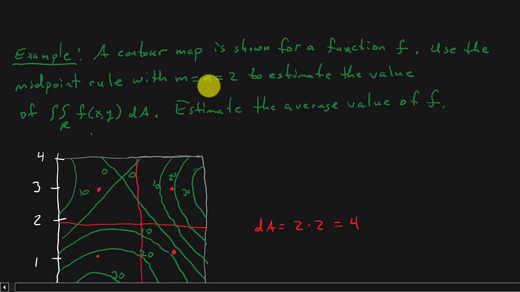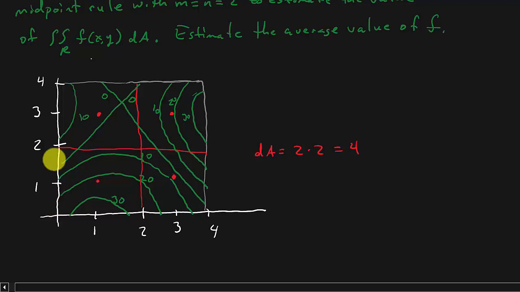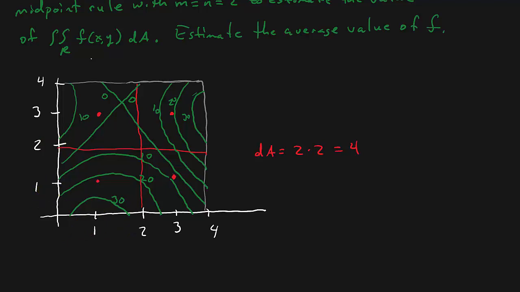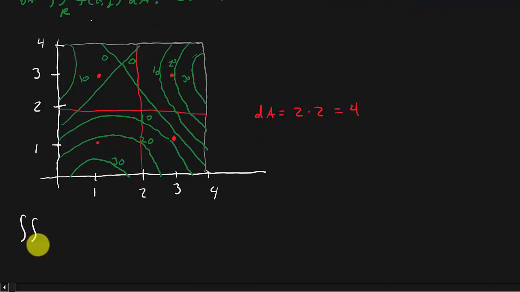M and N, they give you that. So it's like our delta X times our delta Y. So that area there is 4, 2 times 2. And so we get, that's what they're wanting us to find: the double integral of f of x, y dA. What does that equal?